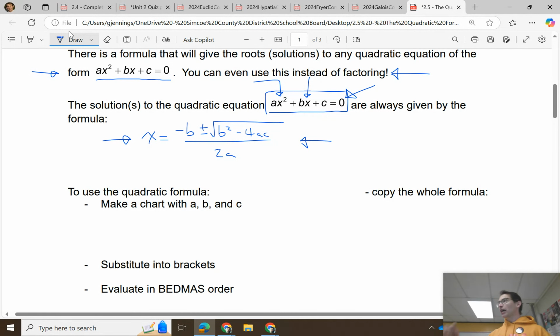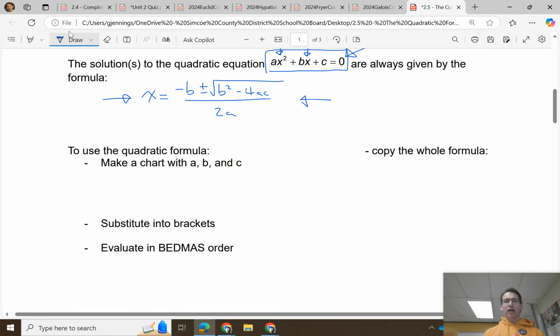X is now isolated, and it's now this function of a, b, and c. And rather than have to compute that every time and do your algebraic manipulations, we can just dump everything into the quadratic formula.